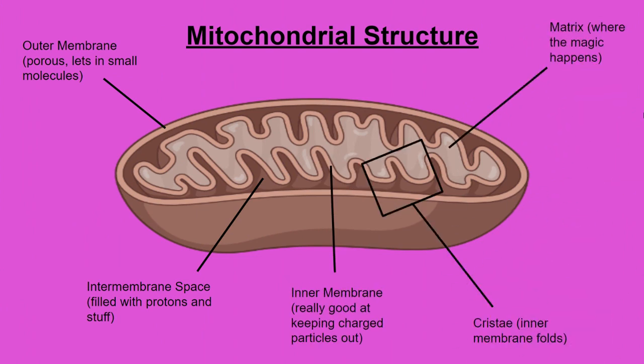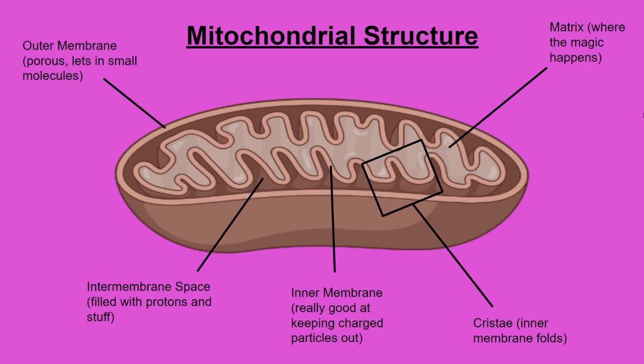First part is the outer membrane. It has a lot of pores in it, so it's easy to move small stuff in and out. Second part is the inner membrane space. It's filled with all the stuff the outer membrane lets in and a ton of protons. Remember that part too. The third part is a highly folded inner membrane. These folds are called cristae, and it's really good at keeping charged particles out. Final part is the matrix, the space inside the inner membrane, and that's where all the energy is actually produced.